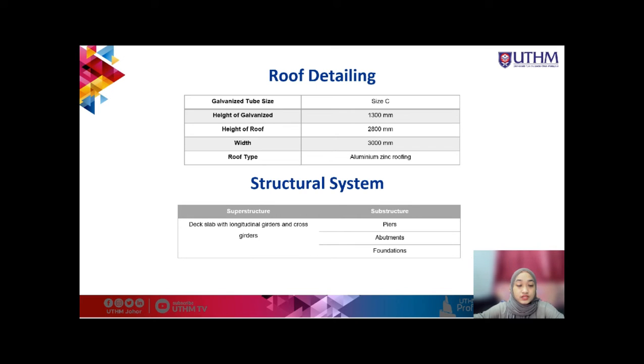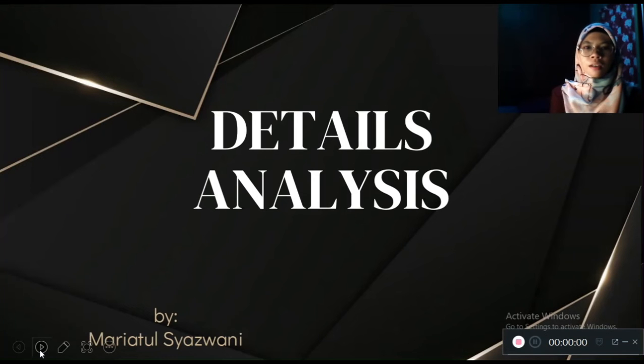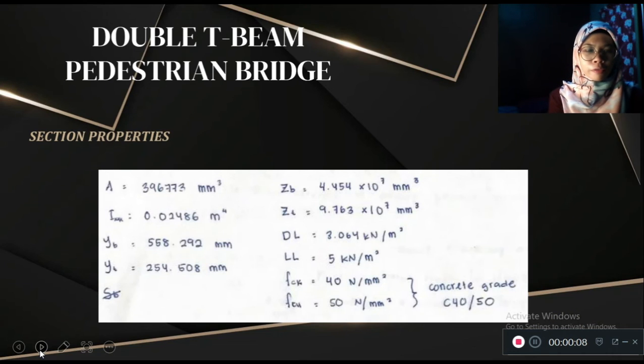The structural system used in this project is as follows: the superstructure is a deck slab with longitudinal girders and cross girders, and the substructure is piers, abutments, and foundation. Hi, I am Mariatul Shazwani and I would like to explain the detailed analysis for our project. We use the double T-beam for the pedestrian bridge, and these are our section properties.